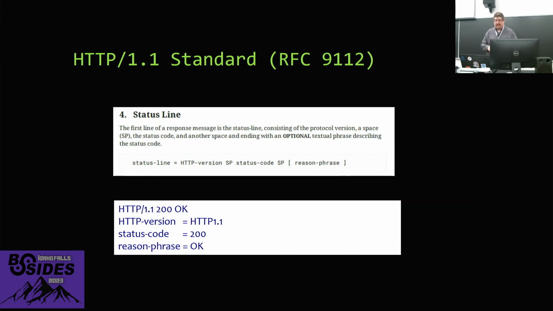So we have the status line, we have the HTTP version, the space, the status code, and optionally the reason phrase, which is basically defining what that status code is. So for 200, you get OK. Basically it says that everything's OK with your request and with the page that you're accessing. There you go.